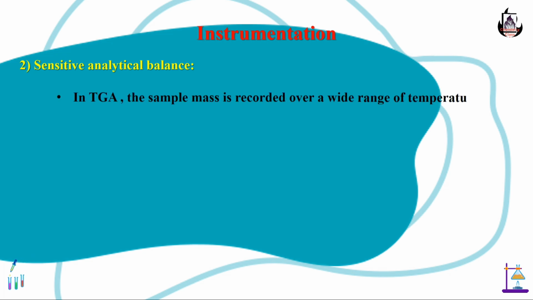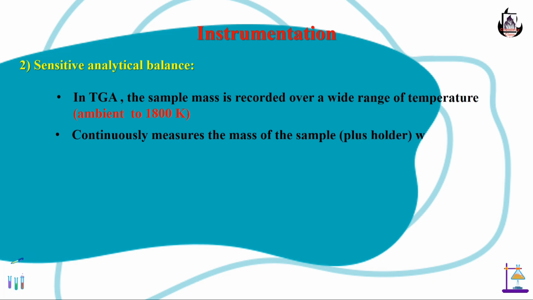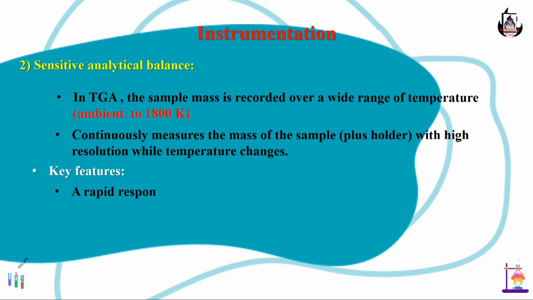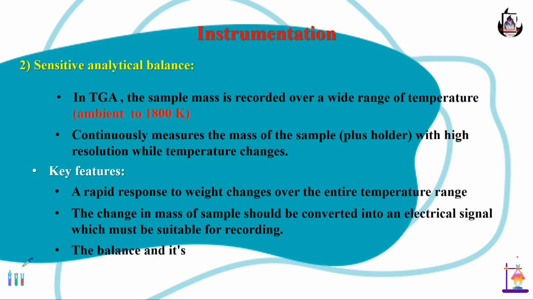The second instrument is the sensitive analytical balance. In TGA, the sample mass is recorded over a wide range of temperature, that is ambient temperature to approximately 1800 Kelvin. It continuously measures the mass of sample plus holder with high resolution while temperature changes. Key features of the analytical sensitive balance: a rapid response to a weight change over the entire temperature range, and the balance and its operative system should be protected from the evolved gases.